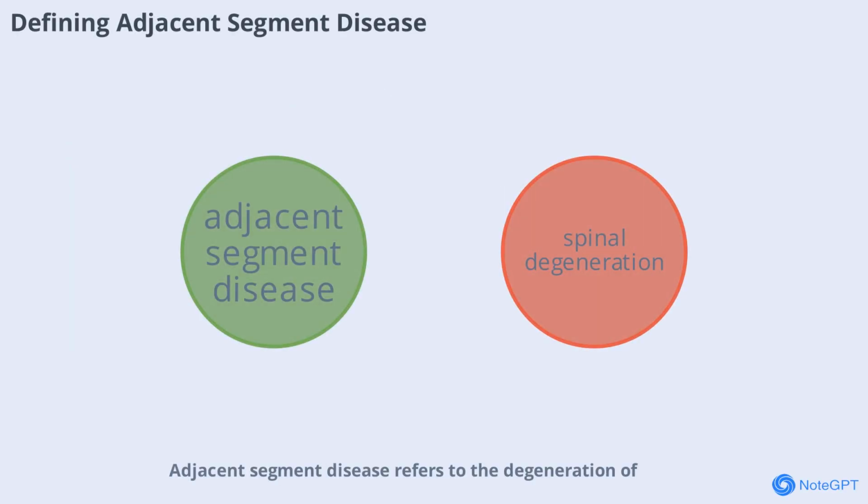Adjacent segment disease refers to the degeneration of spinal segments next to a previously fused area. This can manifest as disc herniation, spinal stenosis, or facet joint arthritis. Patients may experience chronic back or neck pain, nerve compression, or even neurological deficits. The risk of ASD increases as more spinal segments are fused, and the condition can develop years after the initial surgery. Understanding the mechanisms behind ASD is crucial for developing strategies to prevent and manage this complication.